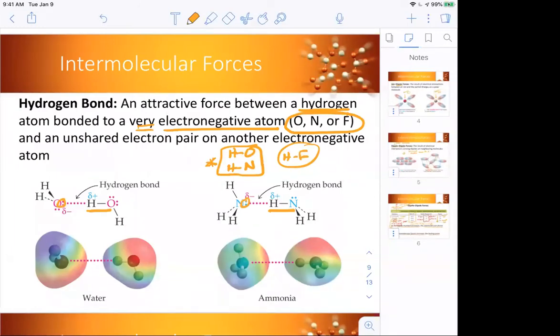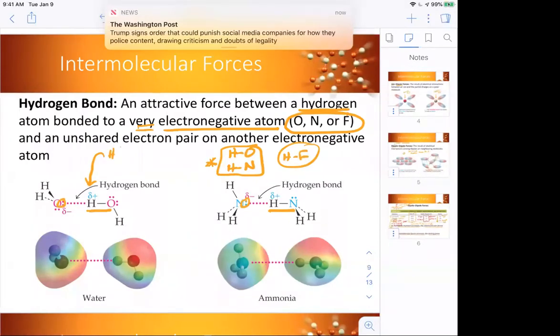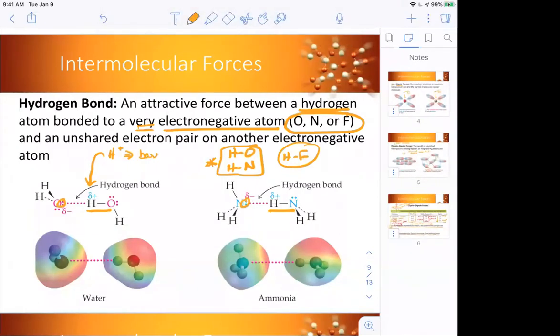Now, why is this H plus basically called a bare proton? Because hydrogen only has one electron. So when hydrogen loses its electron density, it actually becomes pretty much a bare proton.